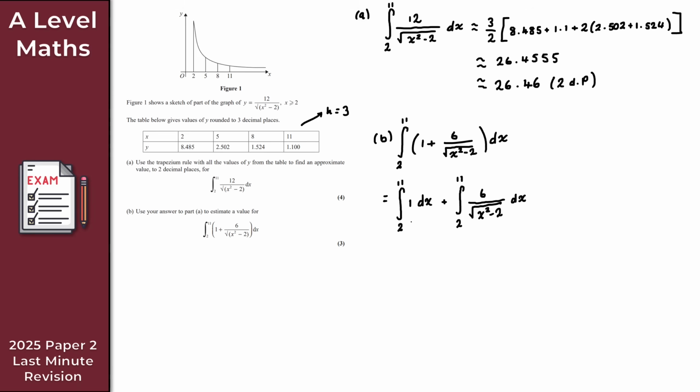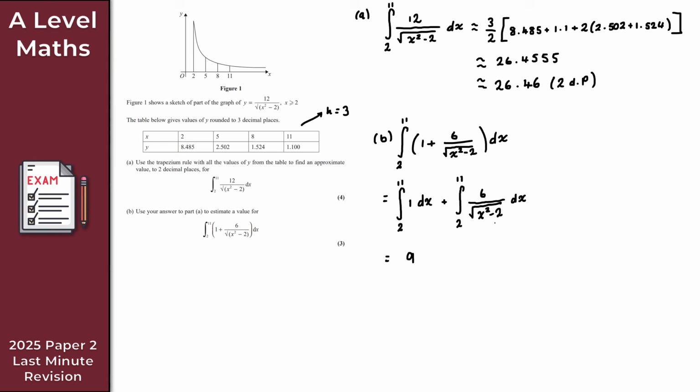Now, the integral of 1 with respect to x from 2 to 11, nobody should be having issues with this. If you are, you're probably cooked. But what you should get is just x from 2 to 11. We get 11 minus 2, that's just 9, when I evaluate this definite integral.